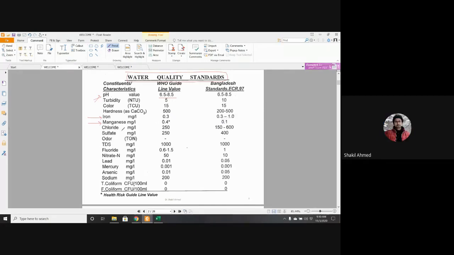And then TDS, 1000. Salinity, basically. Salinity, remember? Lead, 0.01, 0.05. Arsenic, 0.01. Total coliform, fecal coliform, it should be 0. The unit is CFU per 100 milliliter. Remember the unit.